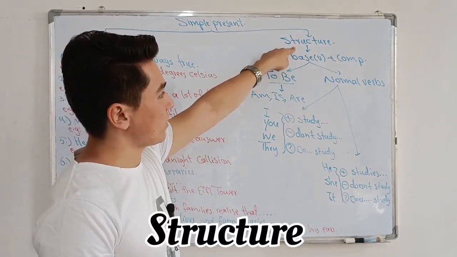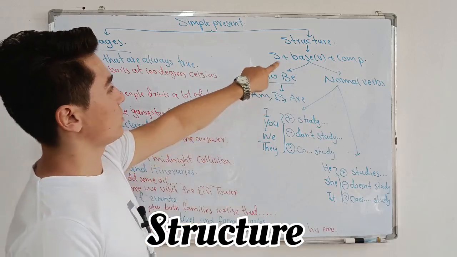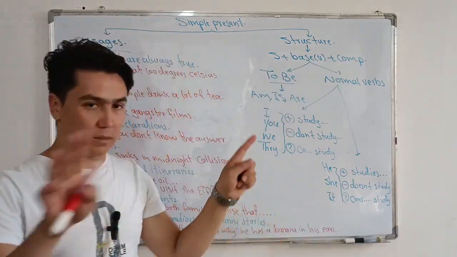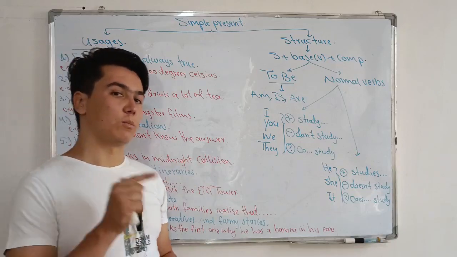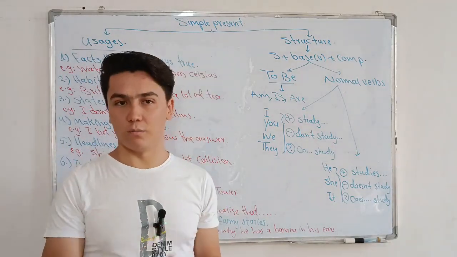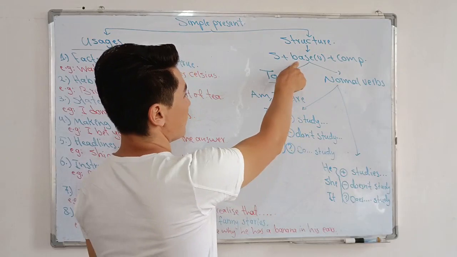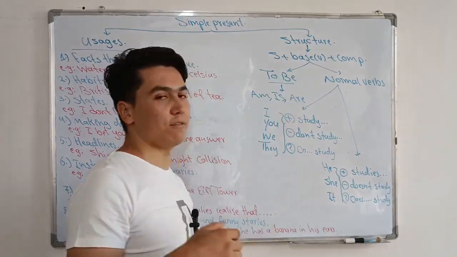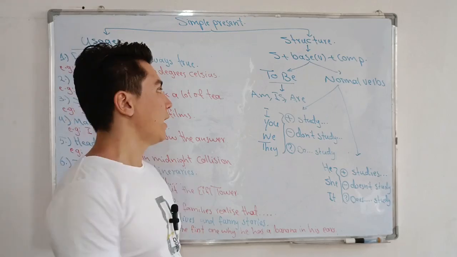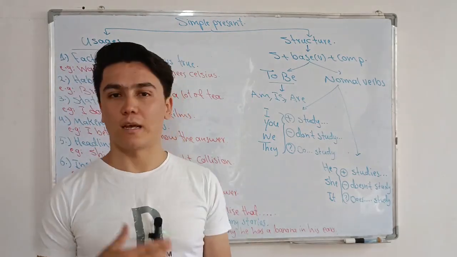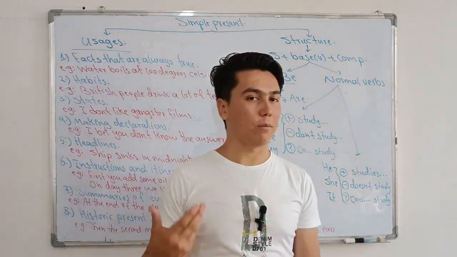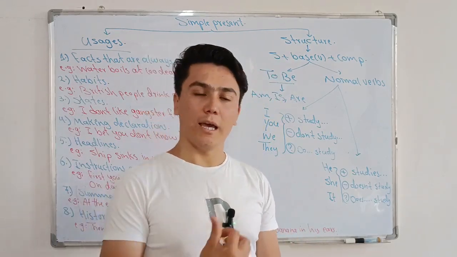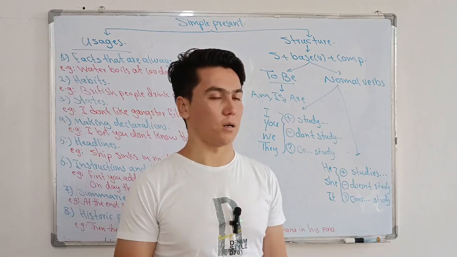I'm going to discuss the structure of simple present tense: subject plus base form of the verb and then the complement. This base form of the verb can be divided into two groups. First, to be verbs, that we can have in simple present tense like am, is, and are. For example, I am a teacher. I am an English teacher. He is an engineer, and she is, for example, a doctor.